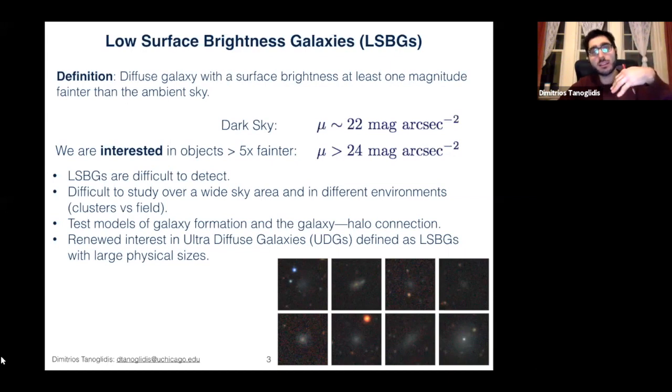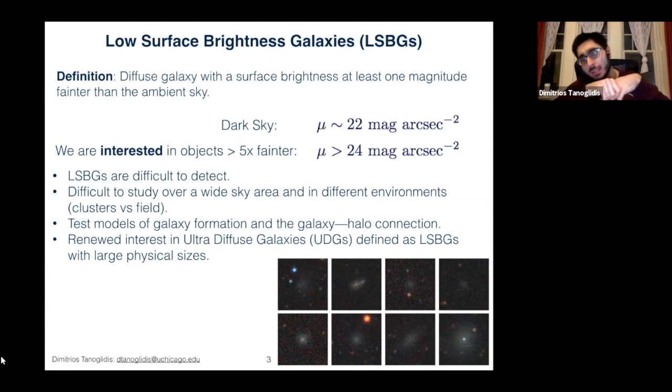They are interesting for various reasons. First of all, they are difficult to detect by definition. Because of that, they're difficult to study over a wide sky area and in different environments. For example, most searches for them were targeted at specific galaxy clusters, but we haven't studied them much in different environments like clusters versus field. For those reasons, we haven't tested models of galaxy formation and the connection between galaxies and halos in that regime.